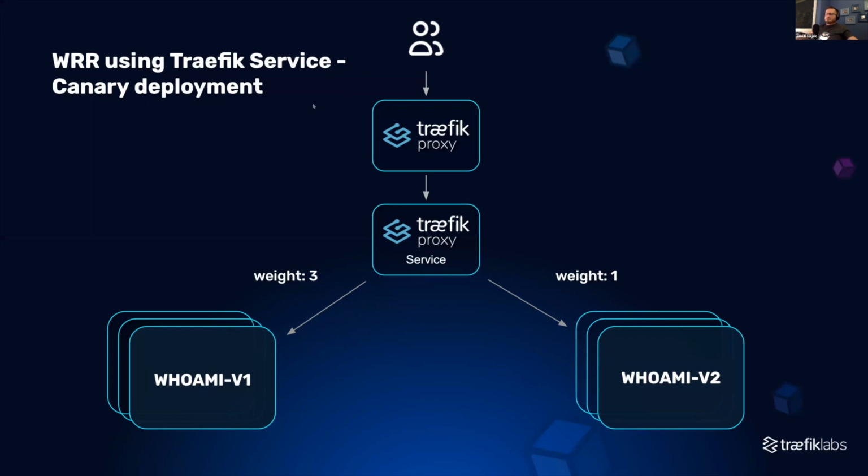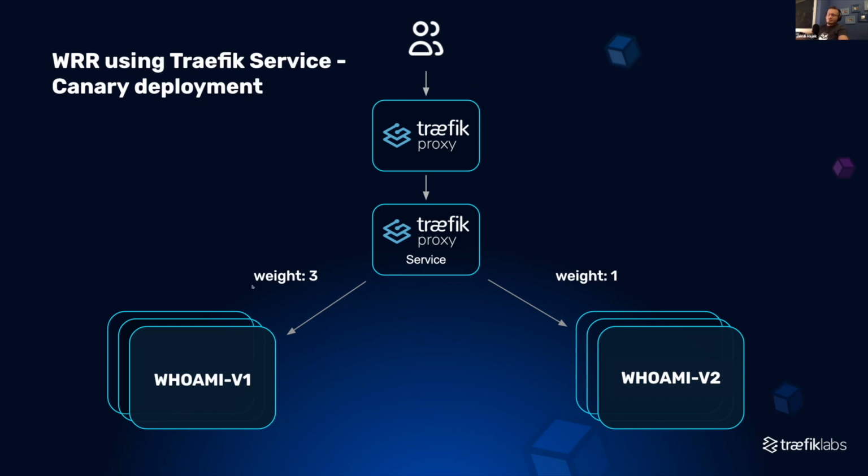So we have a Traefik proxy deployed and we have a Traefik service. A Traefik service is an abstraction layer that is a part of our CRD, and it runs on top of the standard Kubernetes service objects. You can use, for example, weighted round robin and use that feature to provide progressive deployment. Canary deployment is one type of progressive deployment. So you can deploy two versions of your application, V1 and V2, and based on the weights defined on the Traefik service, you can distribute your traffic. If the weight is larger on one side, most of the traffic goes to V1.